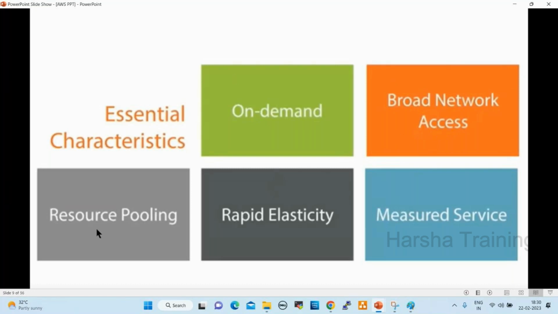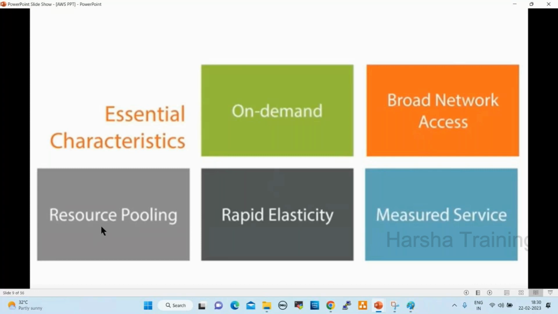Next one, resource pooling. What is resource pooling? Whatever servers we are using, we can pool them up and reuse them a number of times. For example, I'm working on one server, one project. The project is completed. So whatever storage is attached to the server, we can keep that storage somewhere and delete the server once the project is complete. So this is on-demand infrastructure. If you use the servers, for that usage we need to pay the bills, right? Once we create the server, we hand it over to the project.